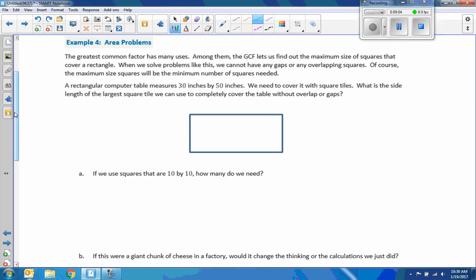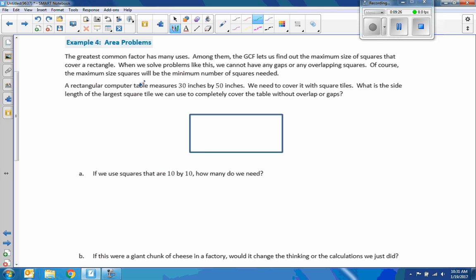Okay, example 4, area problems. The greatest common factor has many uses, among them, a GCF lets us find out the maximum size of squares that cover a rectangle. When we solve problems like this, we cannot have any gaps or any overlapping squares. Of course, the maximum size squares will be the minimum number of squares needed.